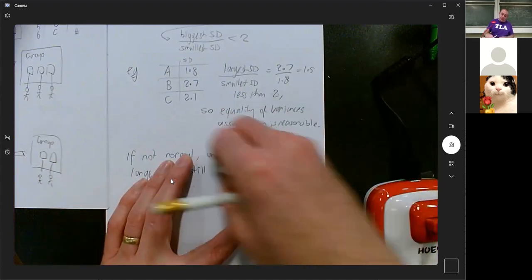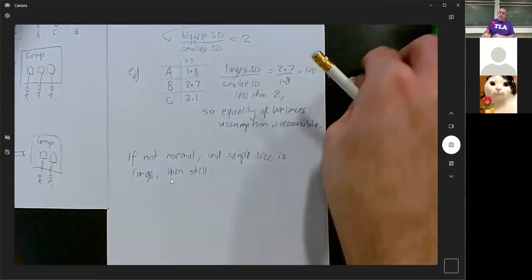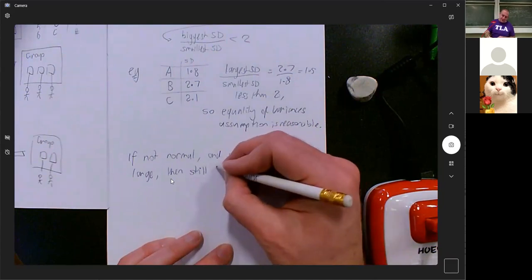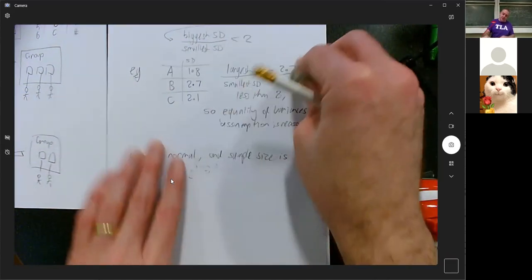Then the assumption isn't reasonable, but it's still okay to use the hypothesis test anyway. I'm not sure how to phrase that, because reasonable is the word I would use in that context. Using the test is still allowed? Valid? Valid. Let's use valid. Then the test is still valid by the central limit theorem.